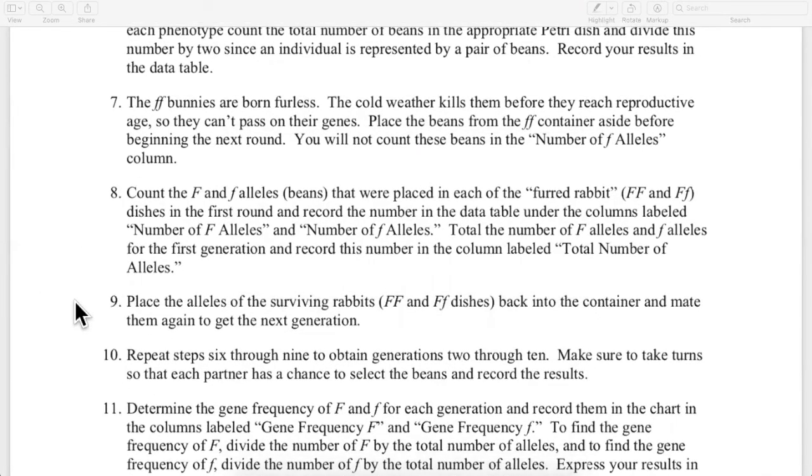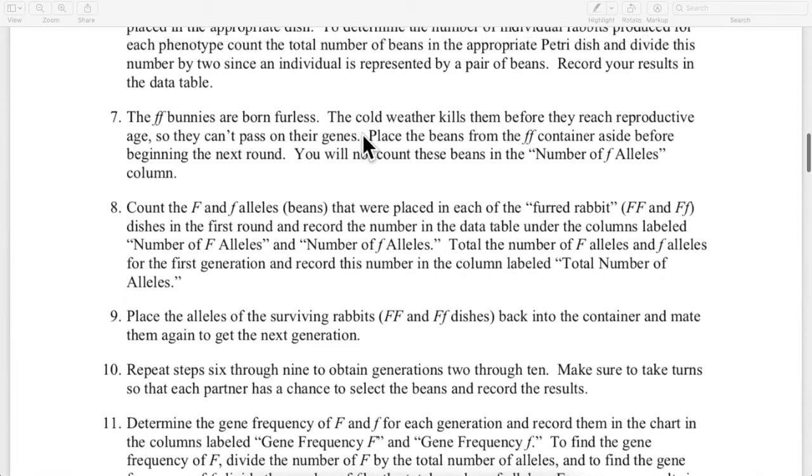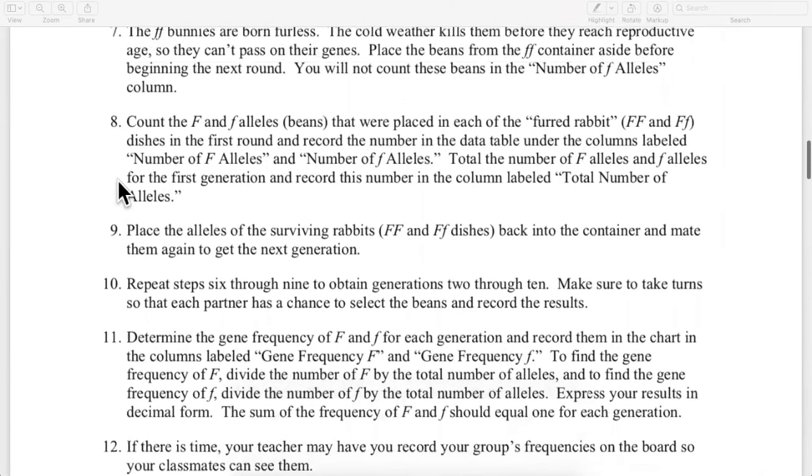The little f bunnies are born furless. The cold weather kills them before they reach reproductive age, so they cannot pass on their genes. Place those little f alleles aside before beginning the next round. I dumped them in the trash can. You will not count those in the number of little f alleles column. If they're dead, they can't reproduce. You cannot count their genes.